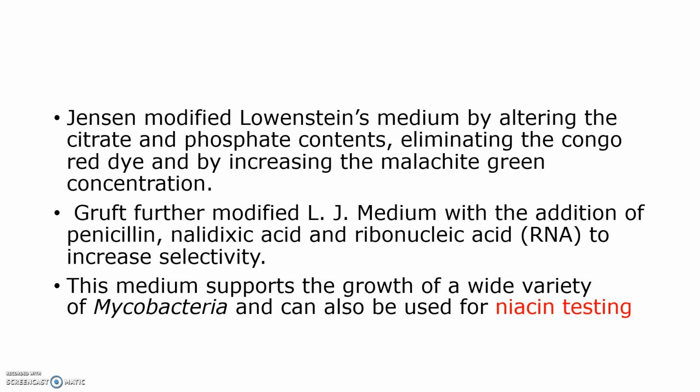And how did Jensen modify it? Jensen modified Lowenstein's medium by altering citrate and phosphate contents within the medium, eliminating the Congo red dye and increasing the malachite green concentration. That's why the media appears green in color.